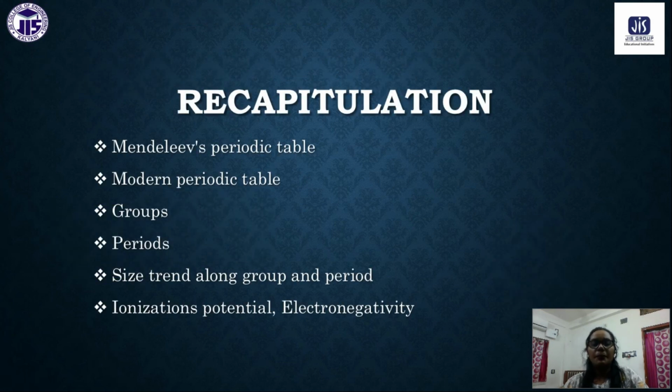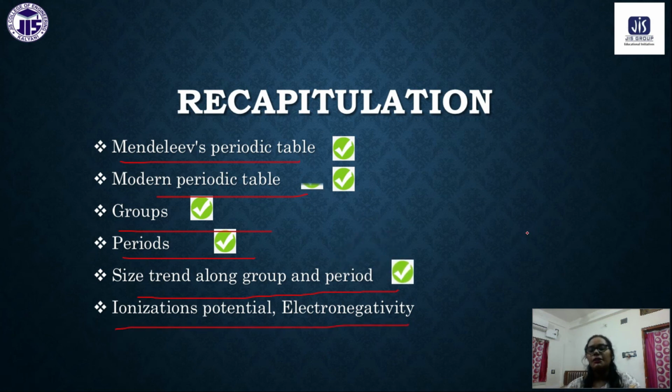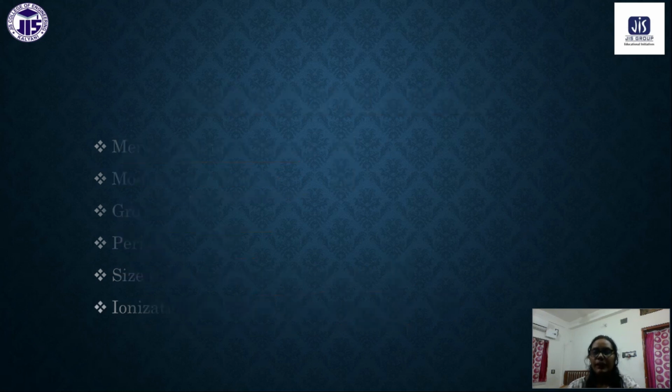In today's topic we have discussed Mendeleev's periodic table. Yes, the modern periodic table also we have discussed. What are the groups, what are the periods, we have discussed, right? The size trend along the group and period we have discussed, and also ionization potential and electronegativity. But in our next class also we will discuss this. Okay, so this is the recapitulation.